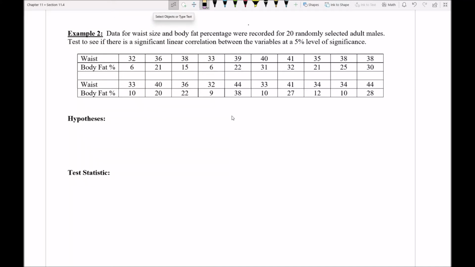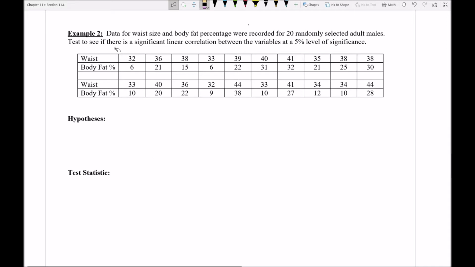In this video, we're going to take a look here, at least briefly, at example number 2 and what this question's asking and how I might actually approach it. Let's take a look at what it says. Data for waist size and body fat percentage were recorded for 20 randomly selected adult males. And we want to test to see if there is a significant linear correlation between these variables.